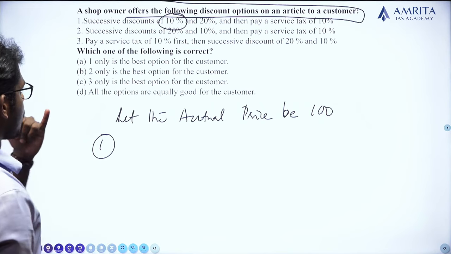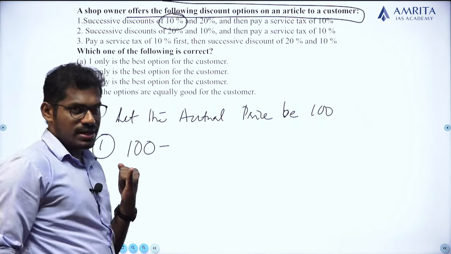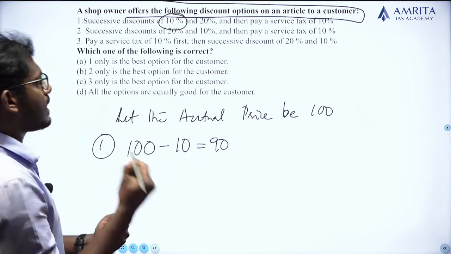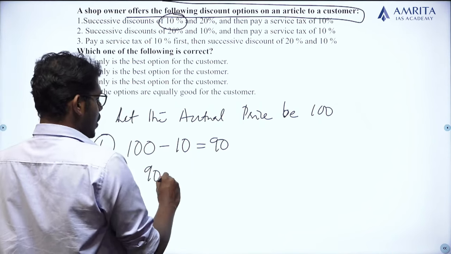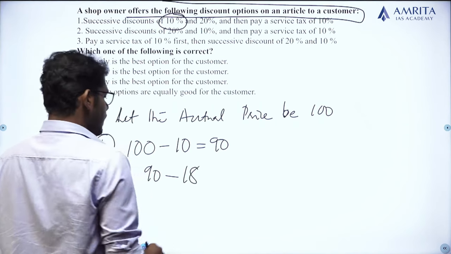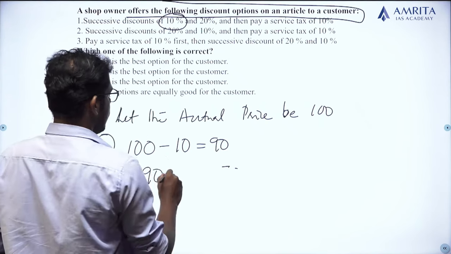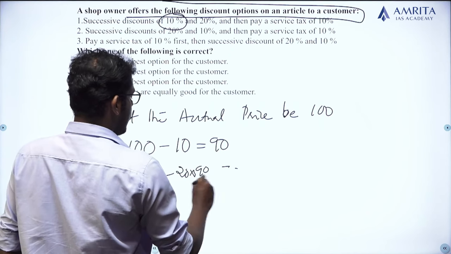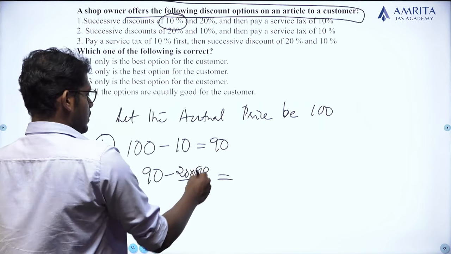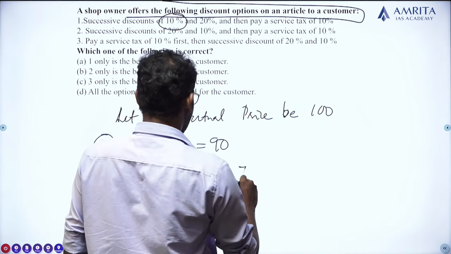the shopkeeper provided a discount of 10%. So 10% of 100 is 10. So now the amount is 90. Then he provided a discount of 20% further. So what is the 20% of 90? Yes, it's 18. Then it gets 72. Or we can write 90 minus 20 into 90 by 100, which is equal to 90 minus 18, which is equal to 72.